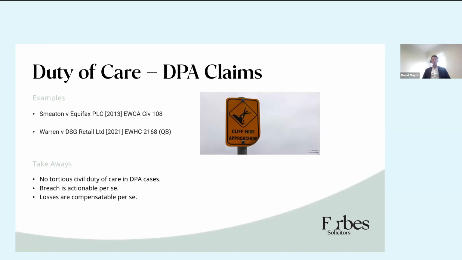But what the court did say really is that the Data Protection Act is a detailed code. It's a self-contained code that deals with civil liability for improper processing of data. So there's no need for the tort of negligence to be brought into it. We can deal with data breaches within the Act itself. And that was then followed far more recently in Warren and DSG Retail.